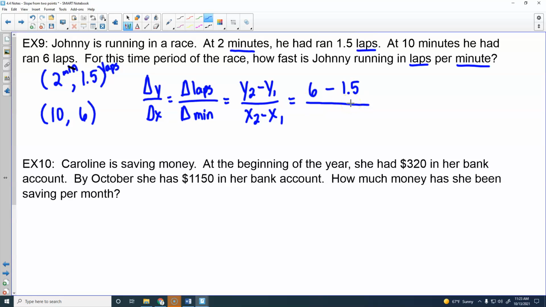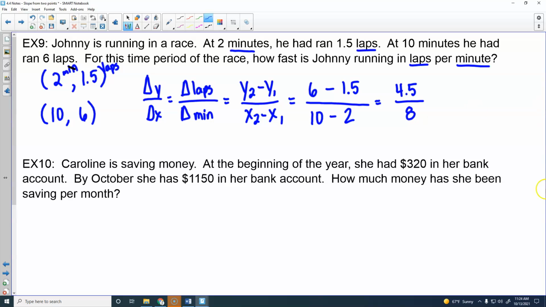Okay? Then, since we put 6 first, 10 has to be first on the bottom. Right? So they came from the same point. So we'd have 10 here. What would we subtract from that, Passion? Our 2. Okay, so 6 minus 1.5 is going to give us 4.5. And then 8 on the bottom.